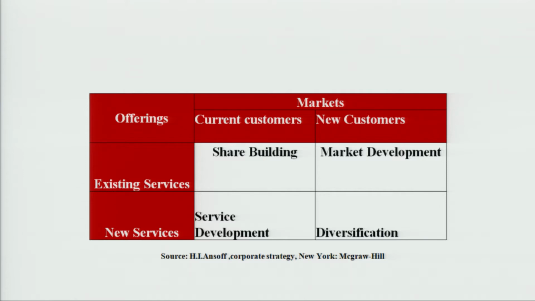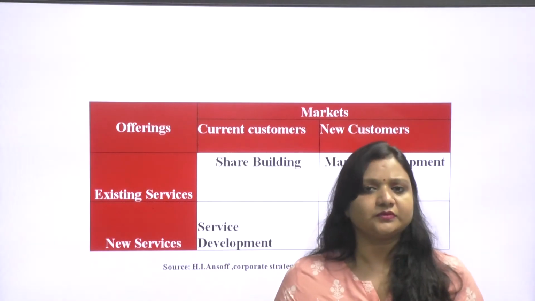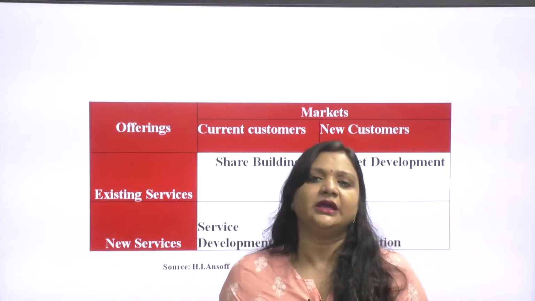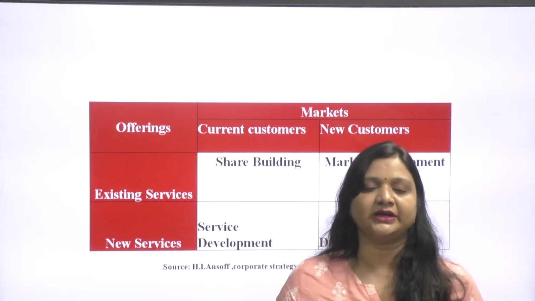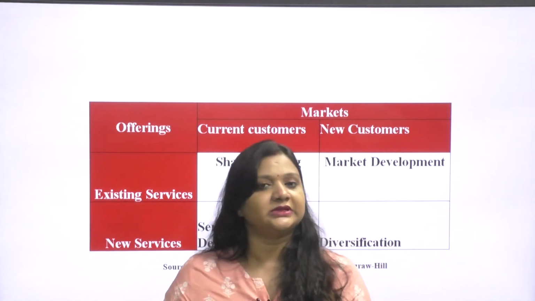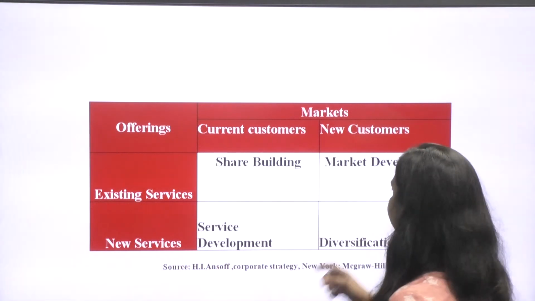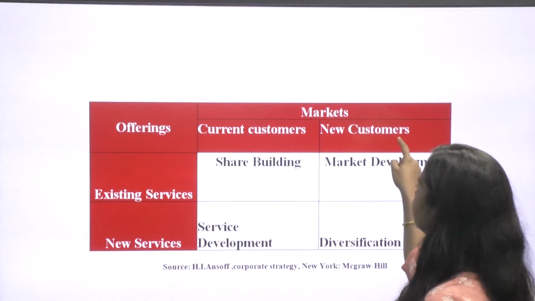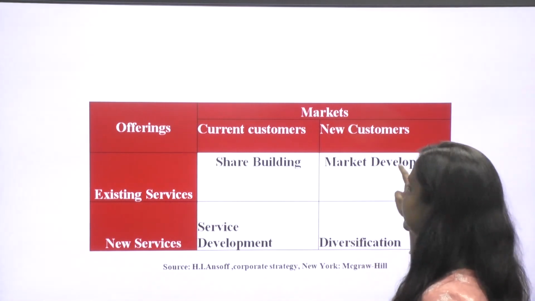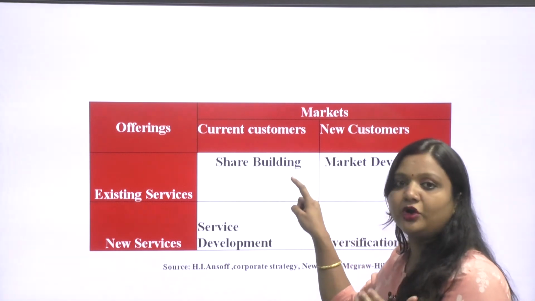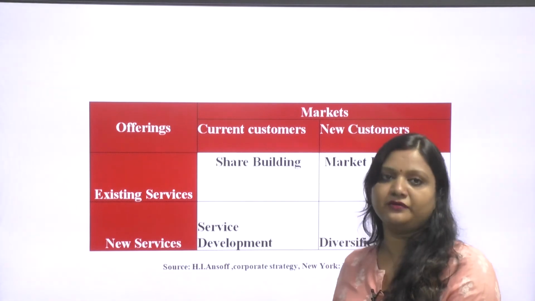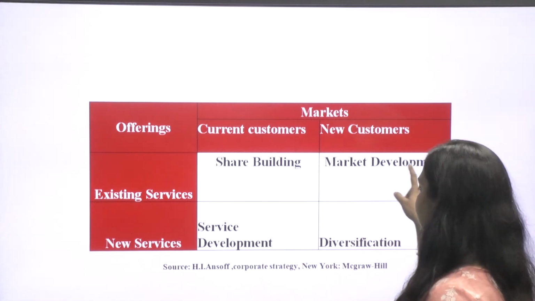The second quadrant, if we see that market development, the name itself refers to developing the market, means developing or adding more and more market segments to that particular service sector. Here the customer is new but the service is existing. Okay, just see this particular quadrant, new customers and existing services. Market development means adding or developing another segment for that particular service that is already being offered by the service provider.